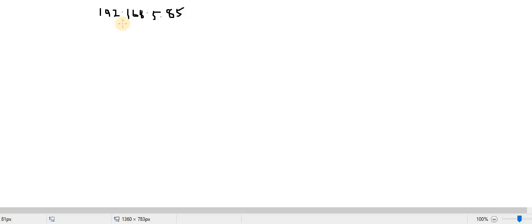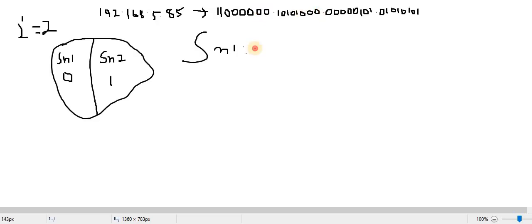So it's the same IP address, which is 192.168.5.85, which in binary is shown here. We're asked to divide this IP address into two subnets. So let me draw supposedly a circle, which doesn't look like a circle at all. This is subnet 1 and this is subnet 2. So we are taking 1 bit to divide a network into two subnets.